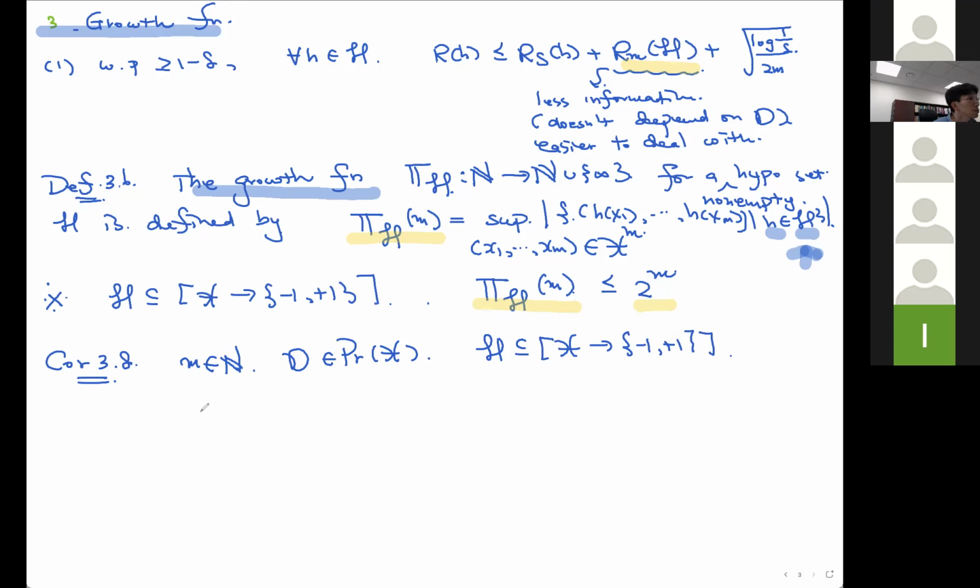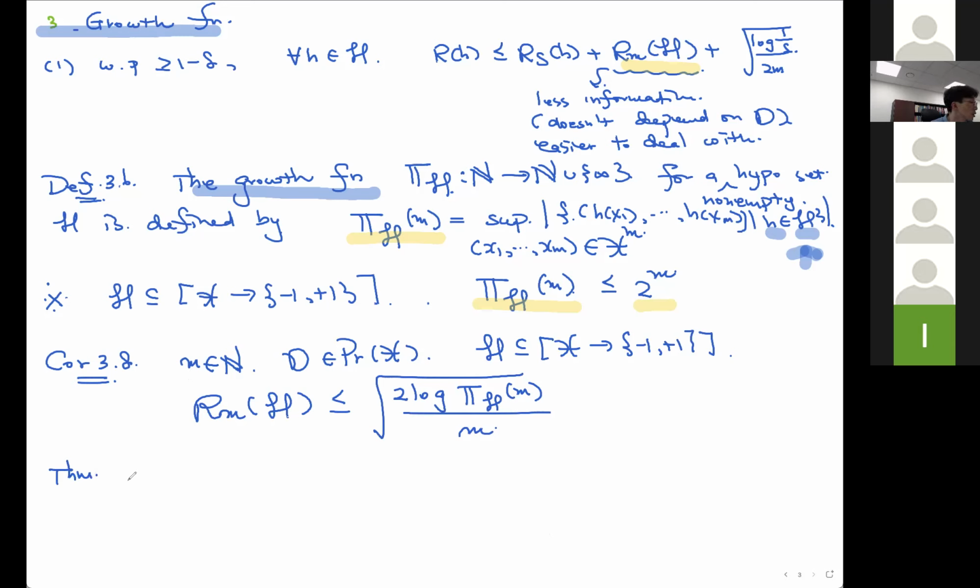In this setting, we can show the Rademacher complexity of a hypothesis set is bounded by the square root of 2 log growth function over m. So it's going to be bounded by the quantity like the one here. Now we can use this corollary to prove the kind of bound that we care about. The kind of bound is theorem 3.9, where we replace Rademacher complexity by the growth function.